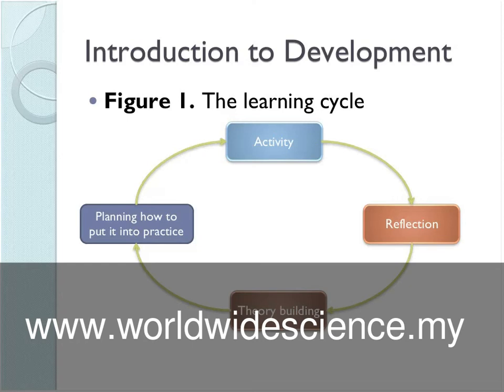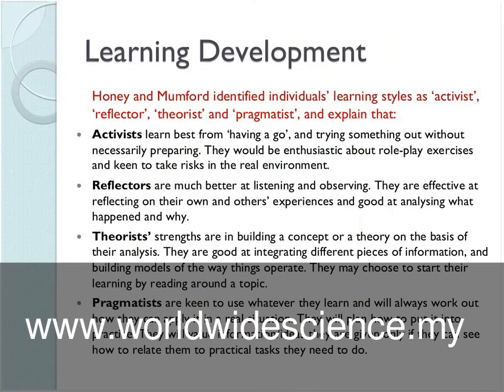Here Honey and Mumford identified individuals' learning styles. So here we look at the learning styles which we have in the theories: as an activist, as a reflector, as a theorist, and pragmatist. So here we can see the explanation of each of them. Let's see.